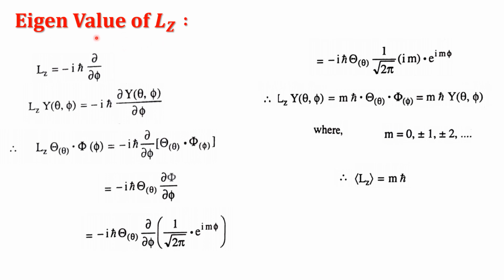Earlier we found the eigenvalue of L squared. That eigenvalue of L squared is l into l plus 1 h cross squared. Hence, remember both these values, the eigenvalues of L squared and Lz.